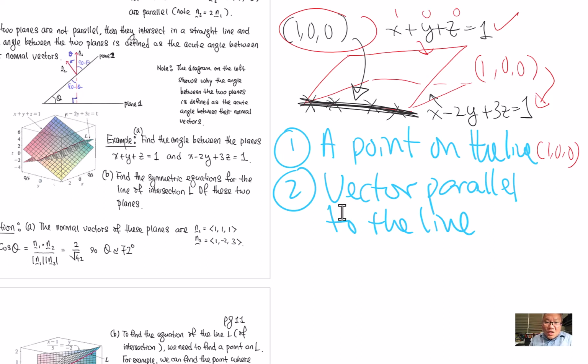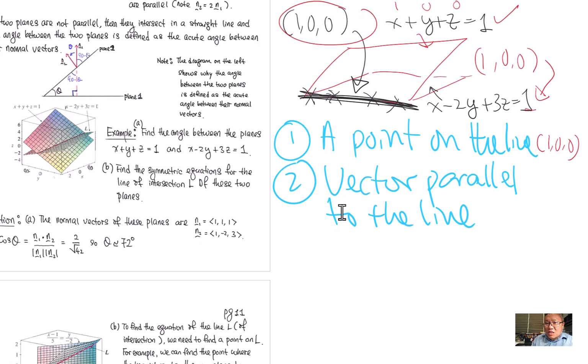But in order to do this particular method in Math 251, I will try to give you something where the point of intersection is easy to see. So we don't have to worry too much about how to actually find the point of intersection. So in this example, you look at this and you will know that (1, 0, 0) is on the line. You can see it pretty easily.